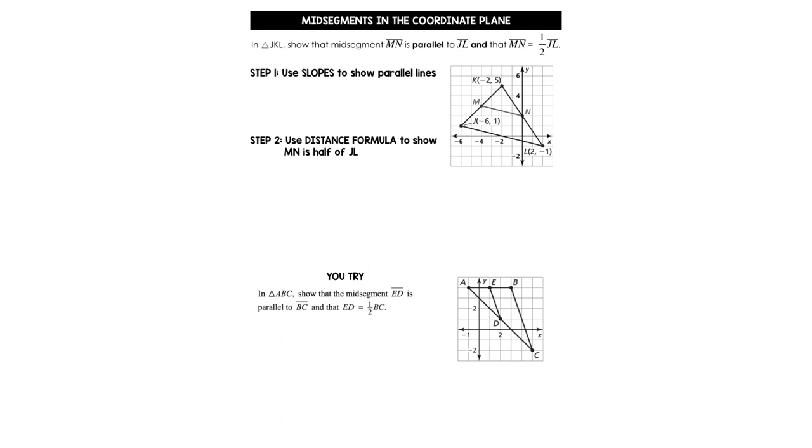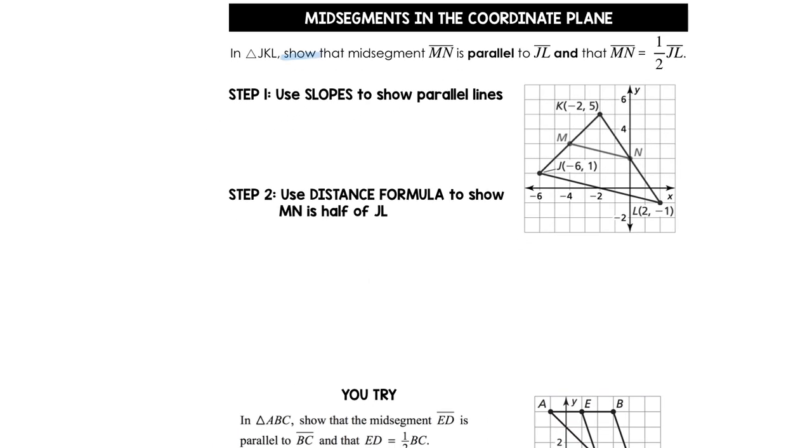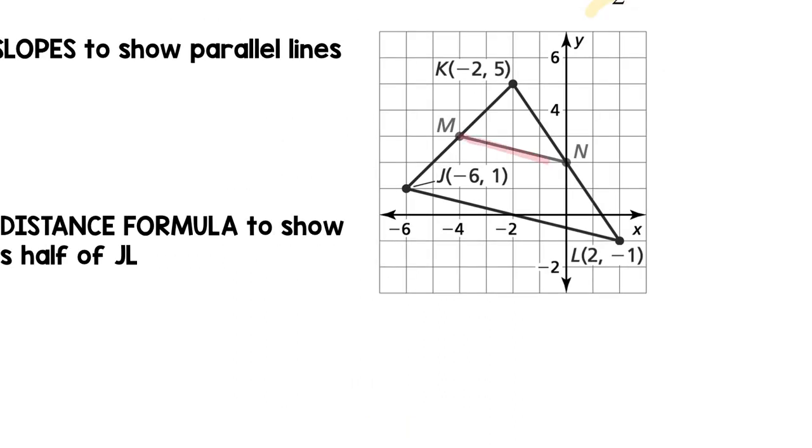So if you look at what that example is asking, it says, in triangle JKL, show that the mid-segment MN is parallel to JL and that MN equals half of JL. So they're asking us to prove basically that this is actually a mid-segment. And in order to show that information, we have to do two things. We have to first of all prove that these lines are actually parallel, and then we also have to make sure that this is equal to half the amount of this one, okay? So it's actually not bad. We're going to go ahead and do that.